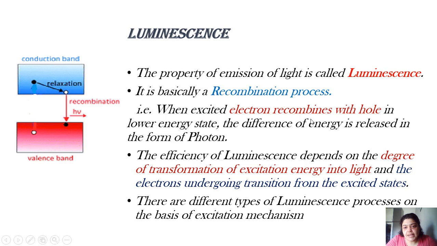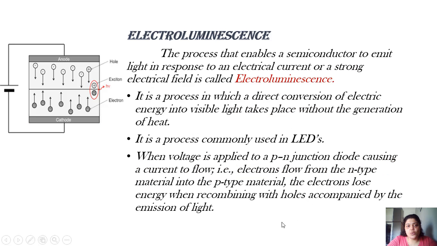Now when an excited electron recombines with a hole in a lower energy state, the difference of energy is released in the form of a photon. The efficiency of luminescence depends upon the degree of transformation of excitation energy into light, and it also depends on how many electrons are undergoing the transition process. There are many types of luminescence processes which I had already discussed in my previous video, but in today's video I will be discussing only electroluminescence. So this is the working principle of LED.